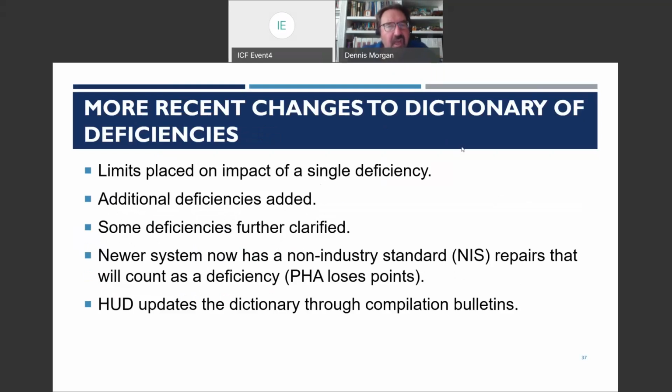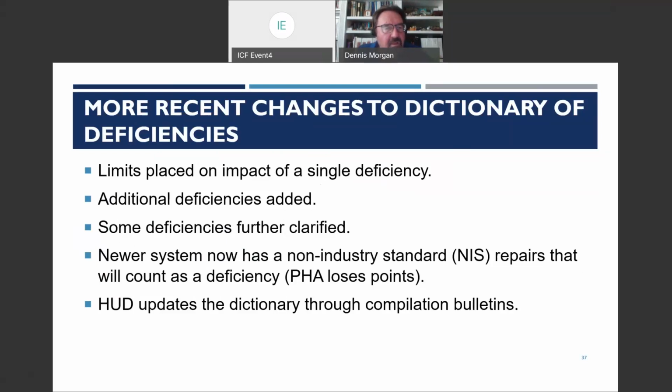So we've had changes to what's known as a dictionary of deficiencies. And it's important that we understand that dictionary because it's a foundation for our scoring system. It's a foundation of how you're going to be evaluated under this indicator as well. Within that, some deficiencies were added because HUD wanted to provide further clarification.